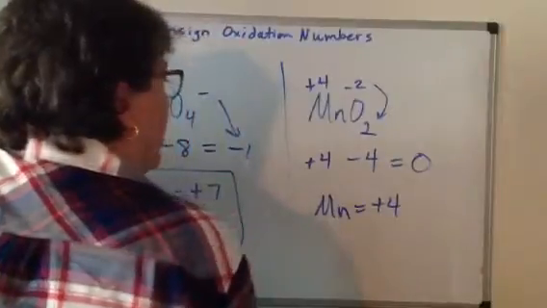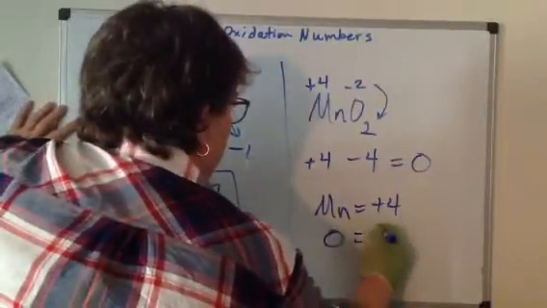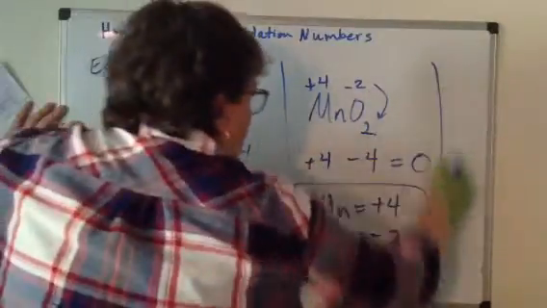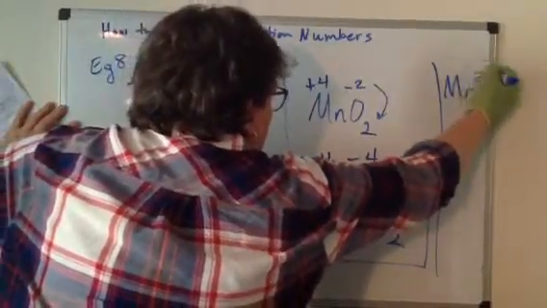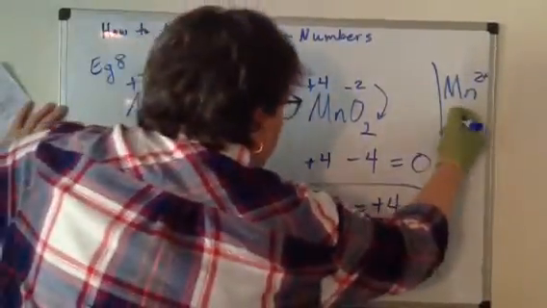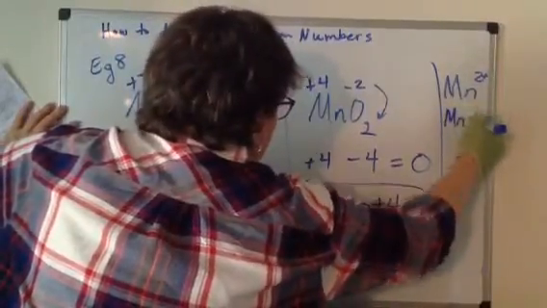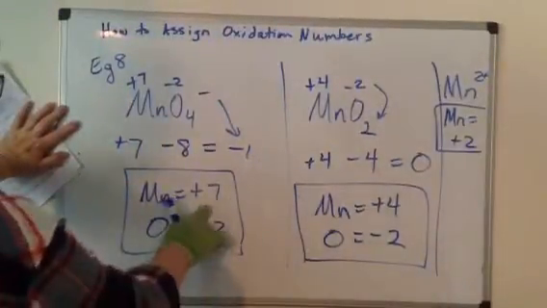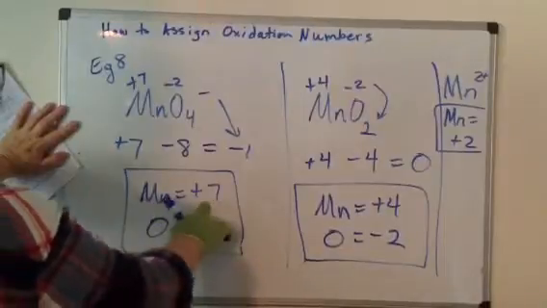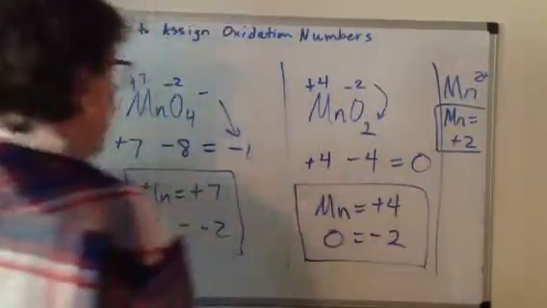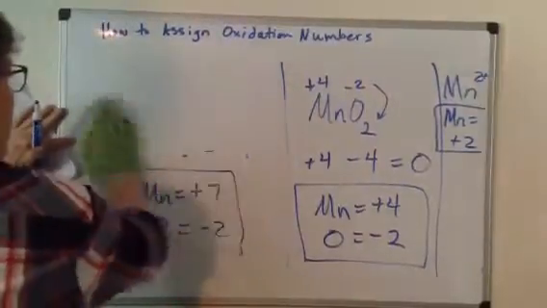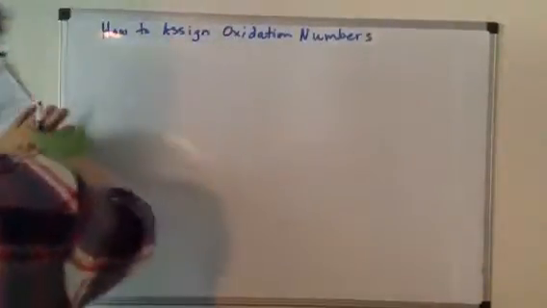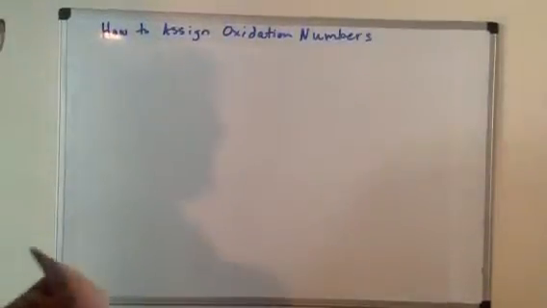So the metal will not always carry the same oxidation number. You have to work it out to figure it out. And then there's even a monatomic ion for manganese. The manganese 2. Monatomic ions, oxidation number is the charge. So I have manganese in 3 different forms, but it's still manganese, it's still that atom. But it can have a +7, a +4, or a +2. And that's how to assign oxidation numbers.